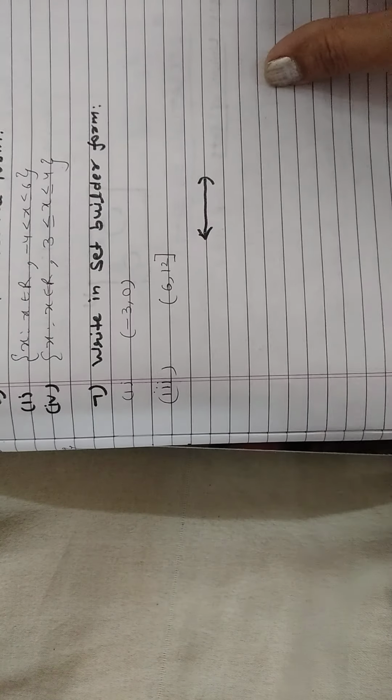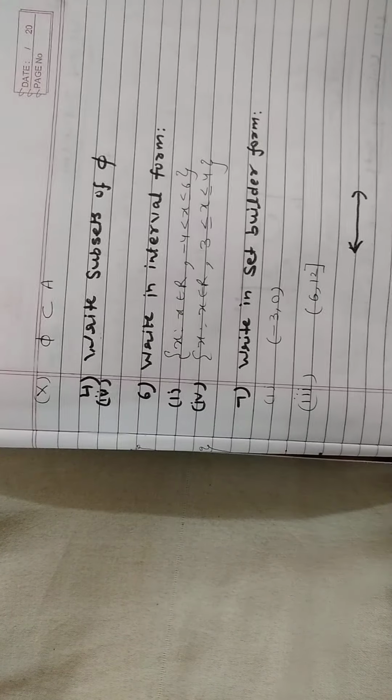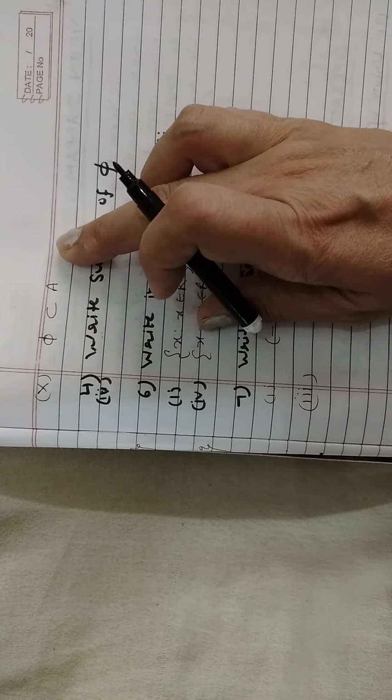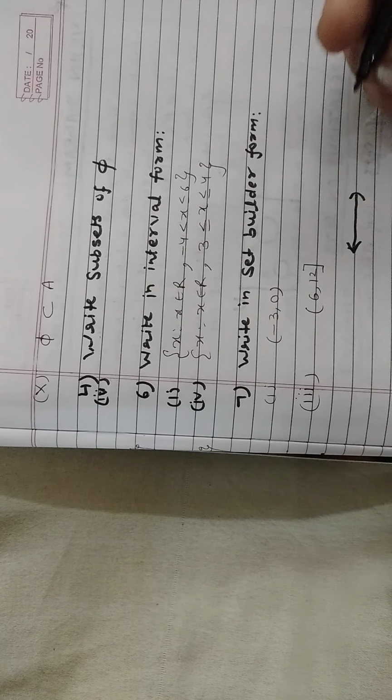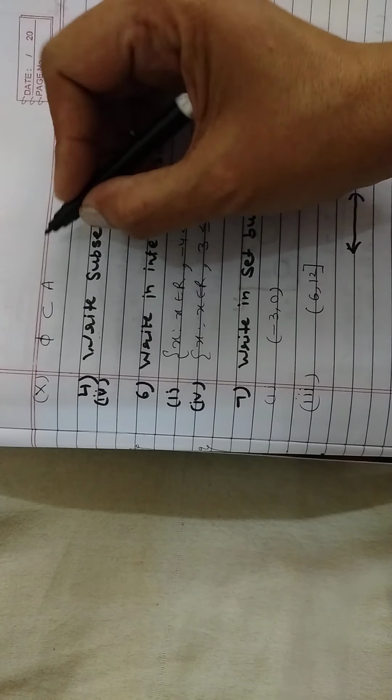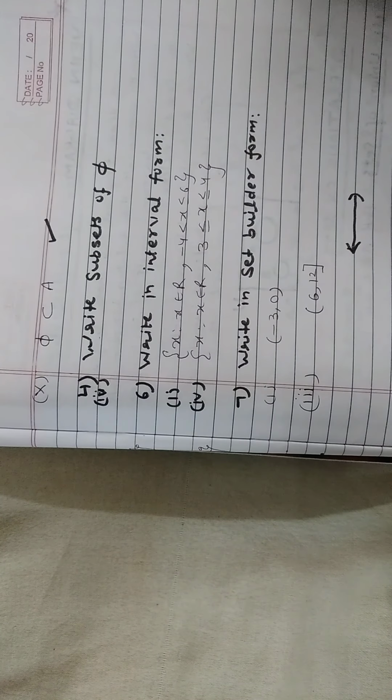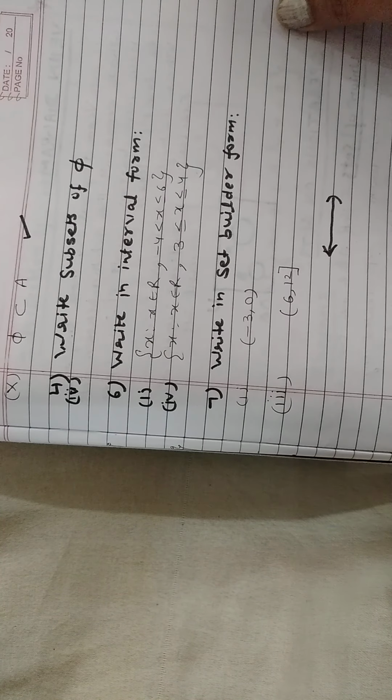Next is: the empty set is a subset of A. Yes, the empty set is a subset of every set. So this is correct. Next is write subsets.